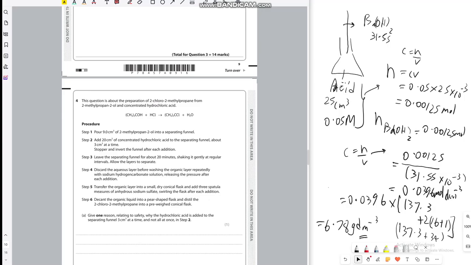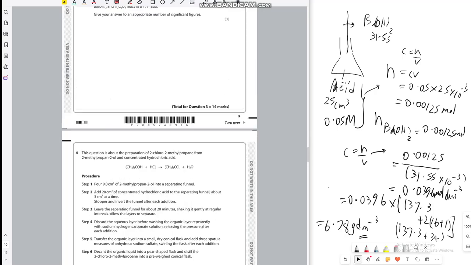Add 20 centimeter cube of concentrated hydrochloric acid to the separating funnel about 3 centimeter cube at a time. Stopper and invert the funnel after each addition. Discard the aqueous layer before washing the organic layer repeatedly with sodium hydrogen carbonate solution, releasing the pressure after each addition. Transfer the organic layer into a small dry conical flask and add 3 spatula measures of anhydrous sodium sulfate, swirling the flask after each addition. Decant the organic liquid into a pear-shaped flask and distill the 2-chloro-2-methyl propane into a pre-weighed conical flask.